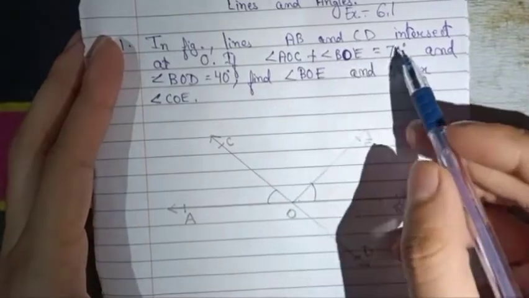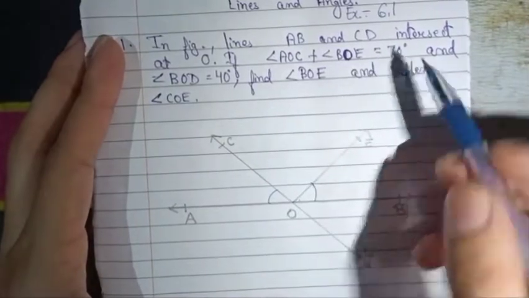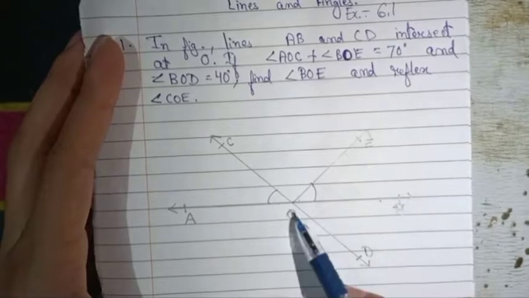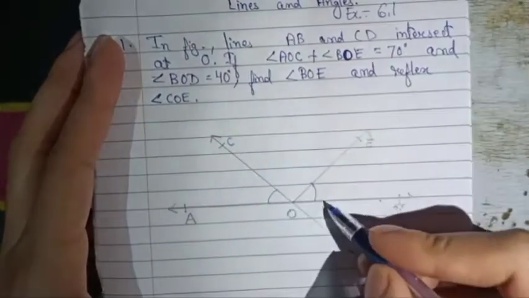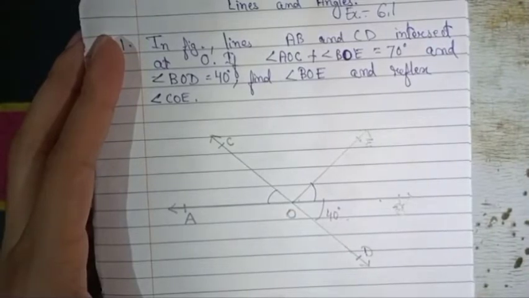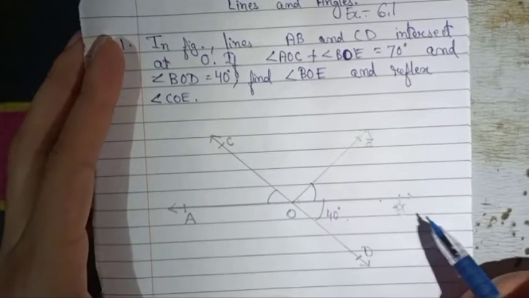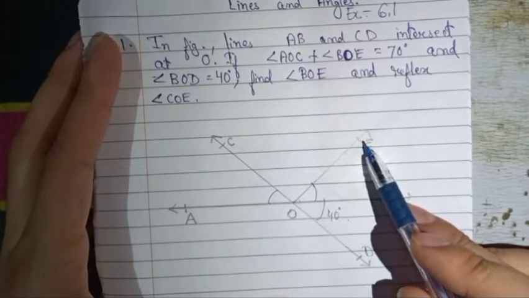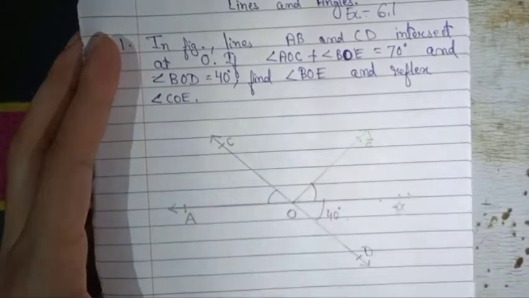their sum is given as 70 degrees, and angle BOD is given as 40 degrees. Then we have to find the measurement of angle BOE and reflex angle COE.